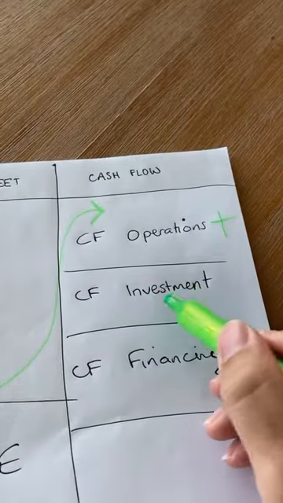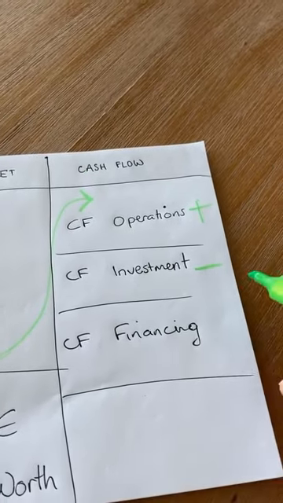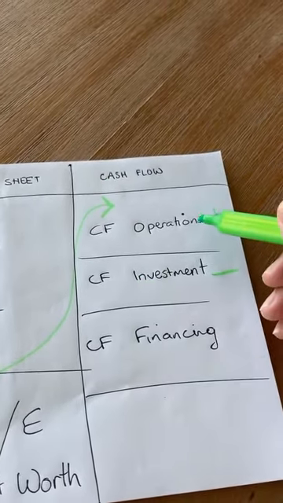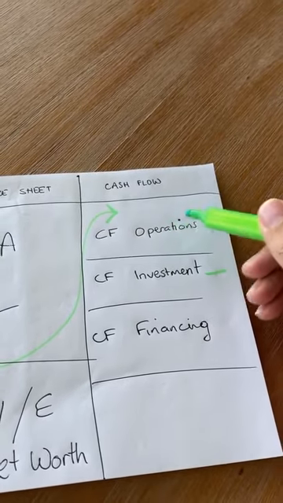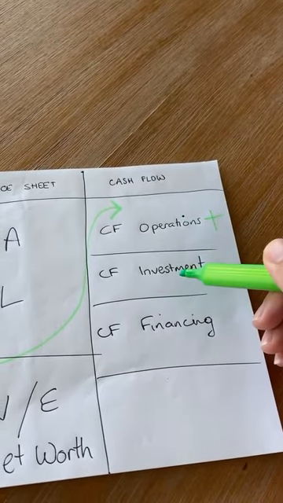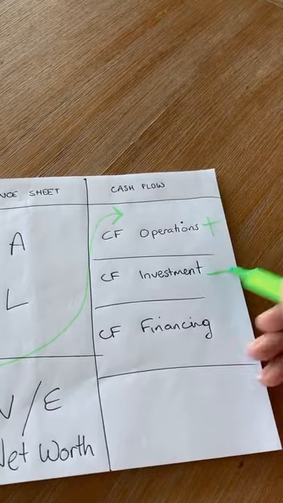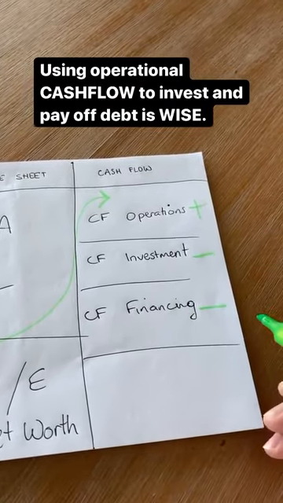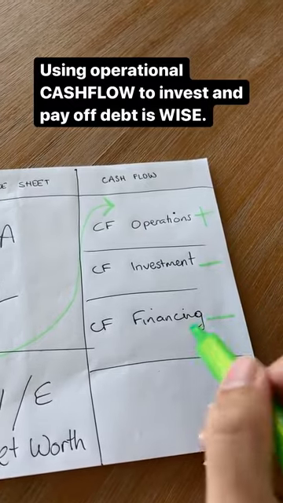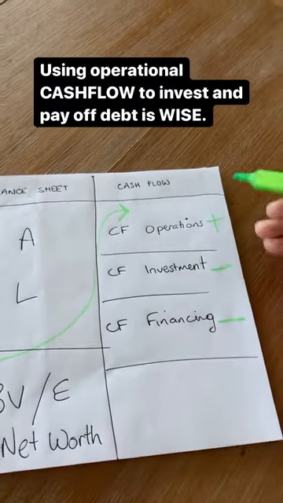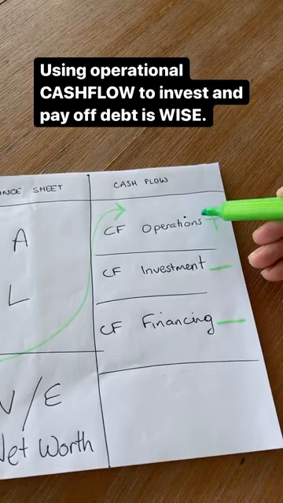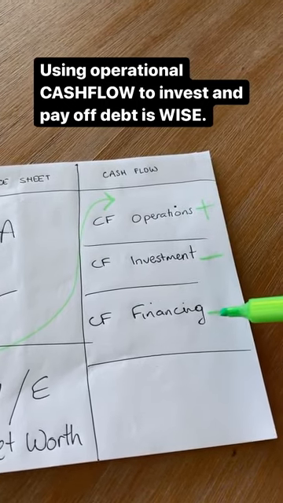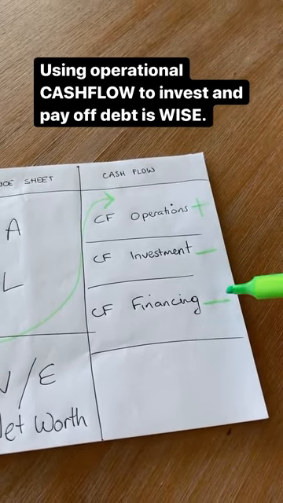The investment, you can be happy if that's a negative, because what that means is they're taking the earnings from their operations and investing it and building wealth in that way. Okay, so that's okay if that's negative. And then financing, it's also okay if that's negative, because that means that they're paying back their debts with the cash. So they're using the operational cash flow to invest and pay off debt. So positive, negative, negative. Understand that.